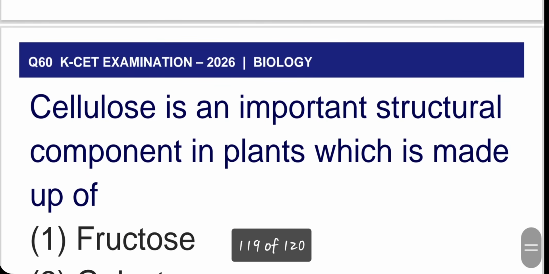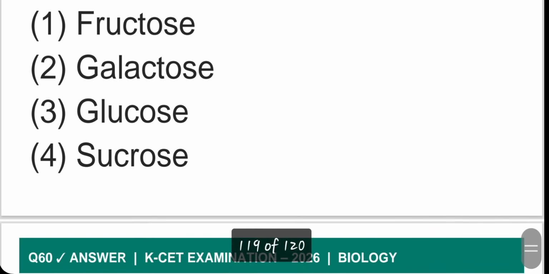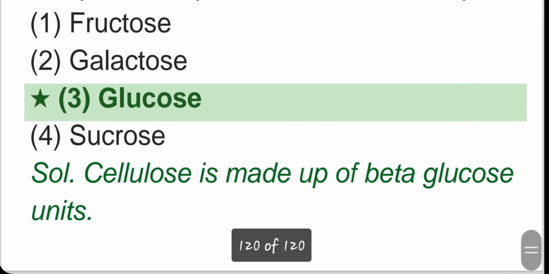Cellulose is an important structural component in plants which is made up of glucose. It is a homopolymer of glucose. Cellulose is made up of beta glucose units.